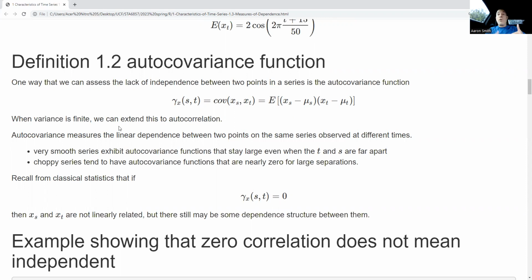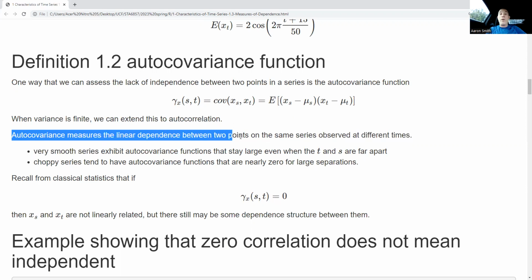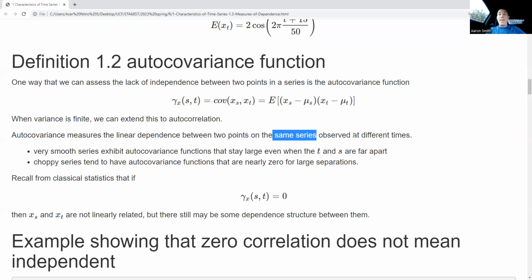Now, as we talk through these expected values, variance, covariance, correlations, we're making the assumptions that things are finite when they need to be. If it's not finite, let's say I don't have finite variance and I'm doing something that requires finite variance, we just say it's undefined, it doesn't work out. So as we work through all these definitions, if there's a special case that doesn't make sense, the definition doesn't apply. All right, so autocovariance measures the linear dependence between 2 points on the same time series observed at different times.